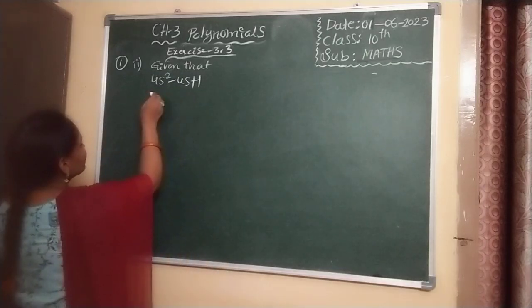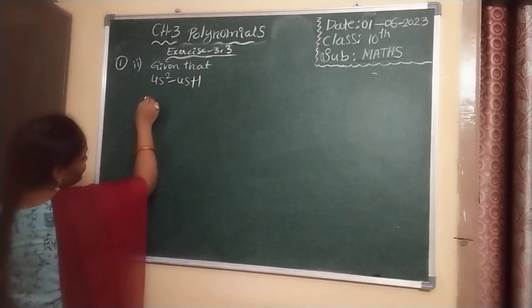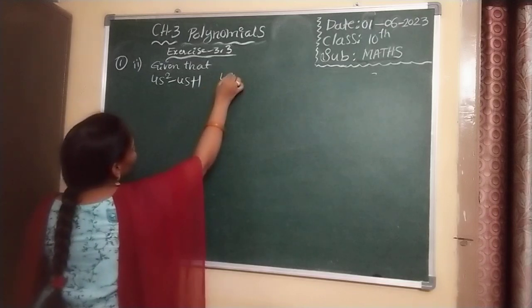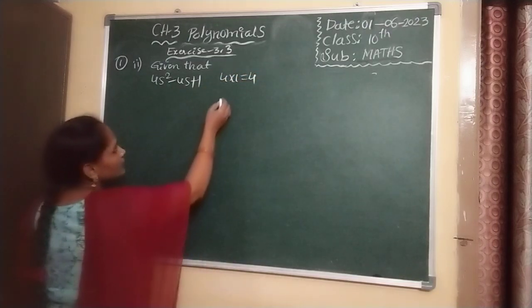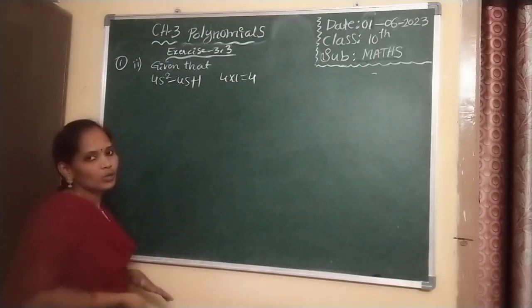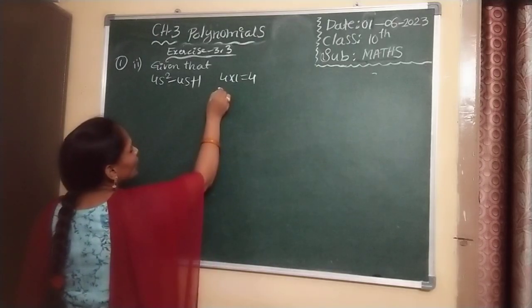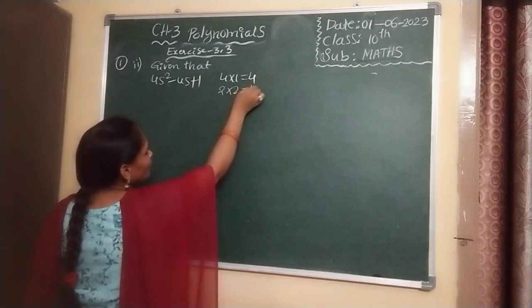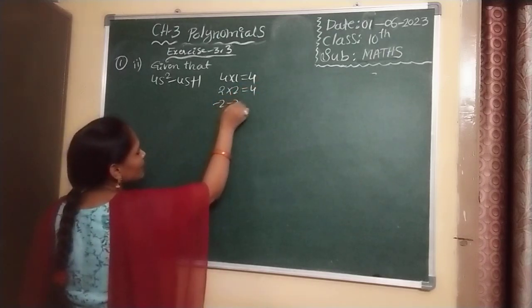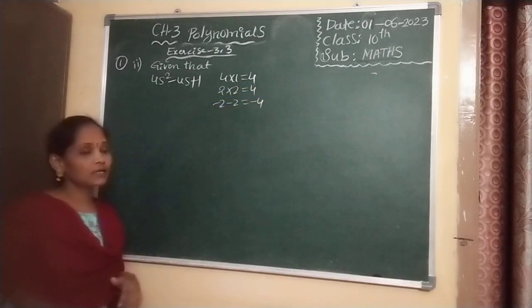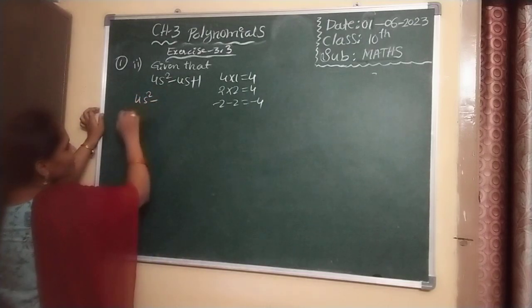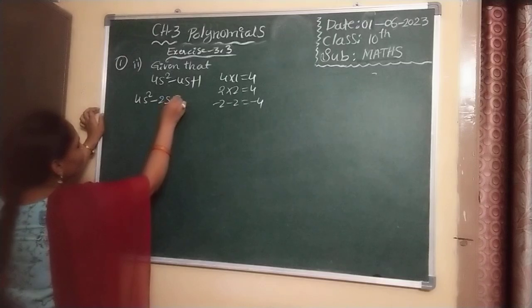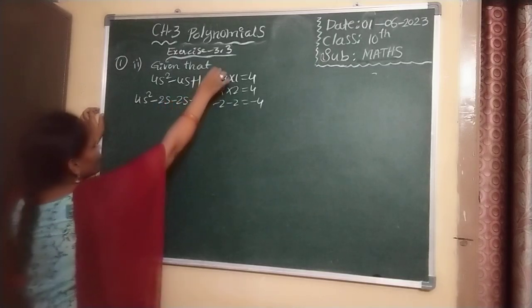Now here, factorize it. 4 ones are 4. We want minus 4. How to get? If you take this combination, we will not get minus 4. So again, 2 2s are 4. So minus 2 minus 2 gives minus 4. So we got 4s square minus 2s minus 2s plus 1.